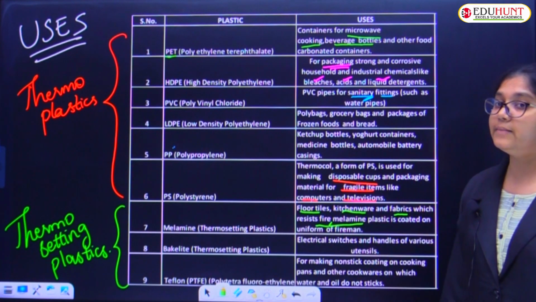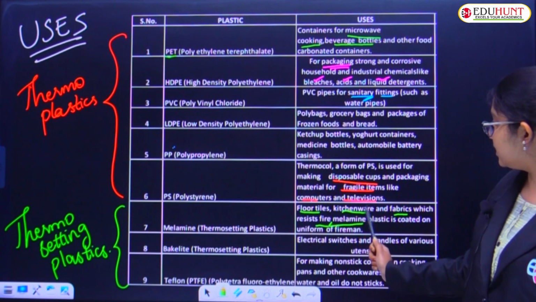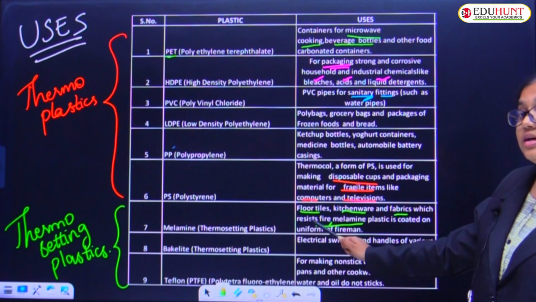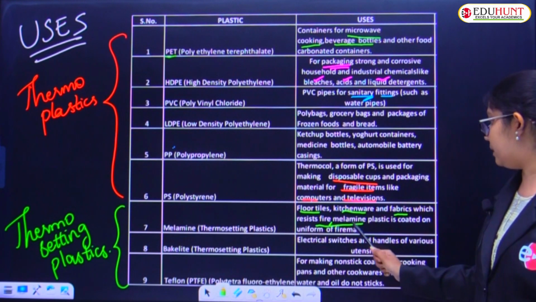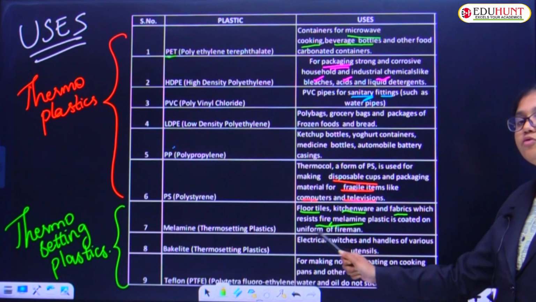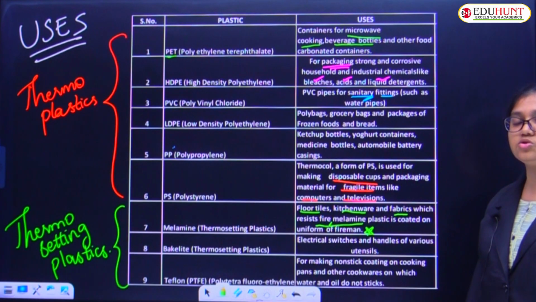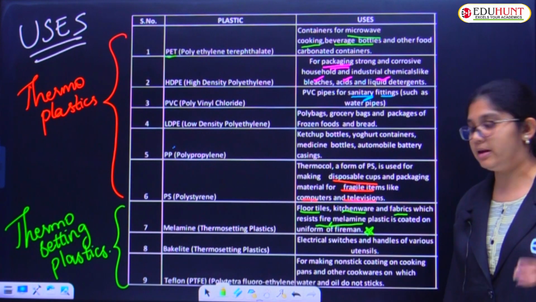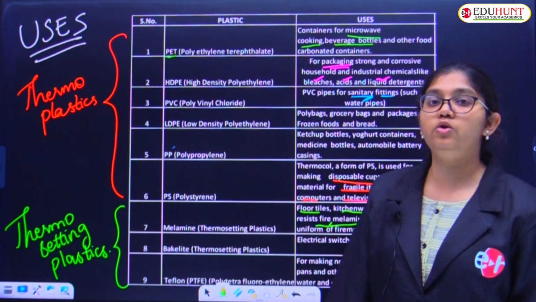Once again, melamine is used in floor tiles, kitchenware and fabrics which resist fire. Fabrics means the clothes which resist fire. Mainly melamine plastic is coated on the uniform of a fireman. Important one: melamine is used in the fabric of clothing, in the prepared uniform of a fireman.